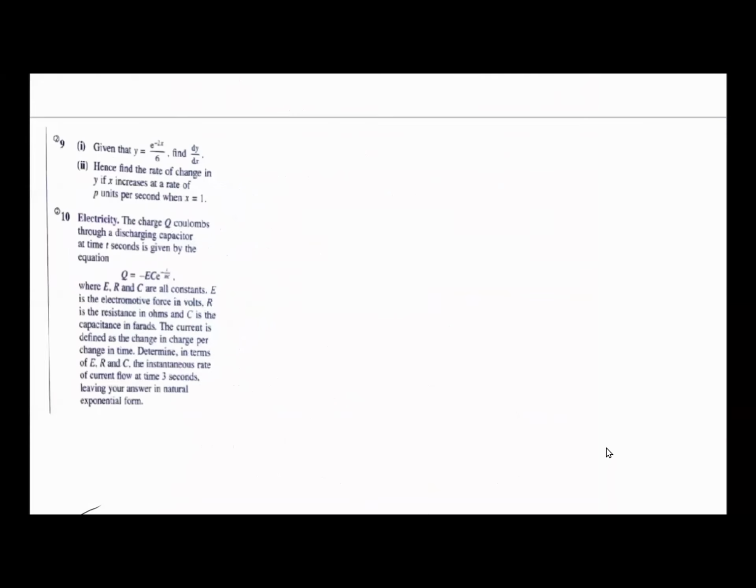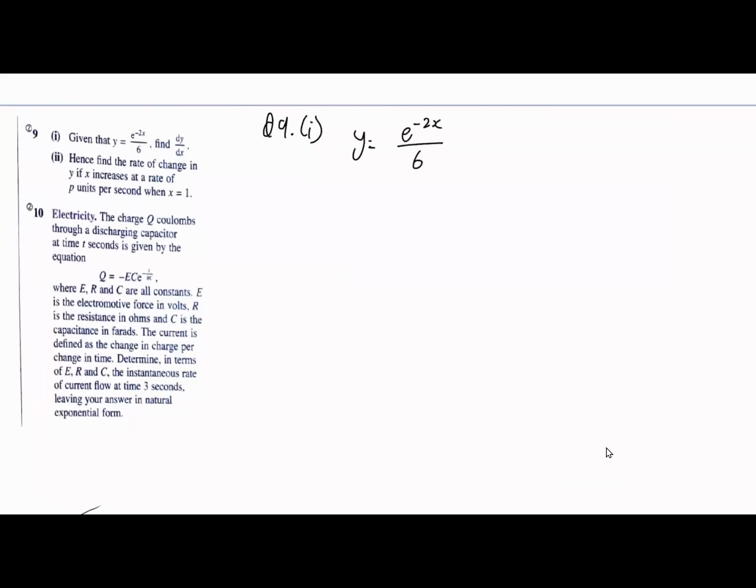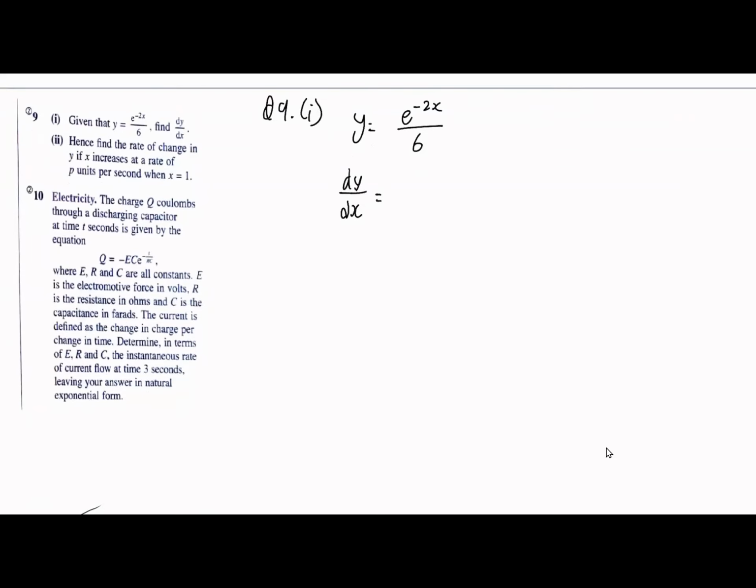Given that y equals e to the power of negative 2x divided by 6, you want to find dy by dx. How? Okay. Factor out the 1 over 6 and times d over dx of e to the power of minus 2x. Okay, then below, 1 over 6 times leave as the same, times bring down the minus 2.